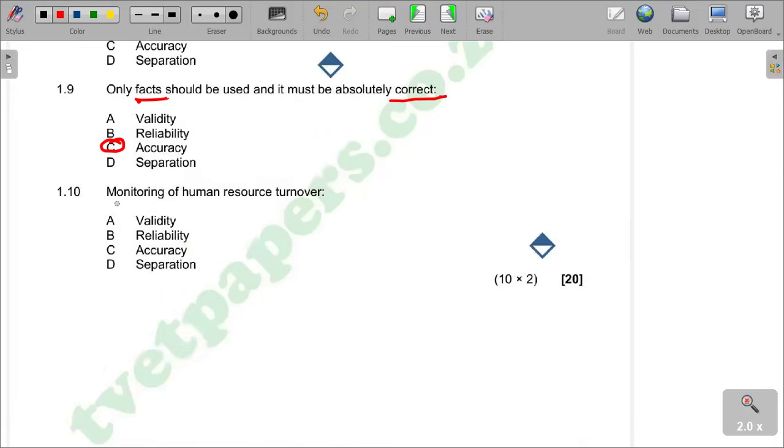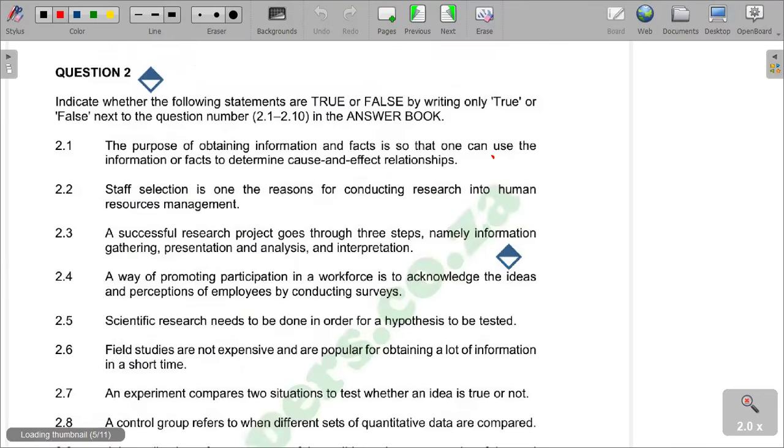which is monitoring of human resource turnover. That's what you call separation. Separation is under the functions of the human resource. Let's move on to the next question.